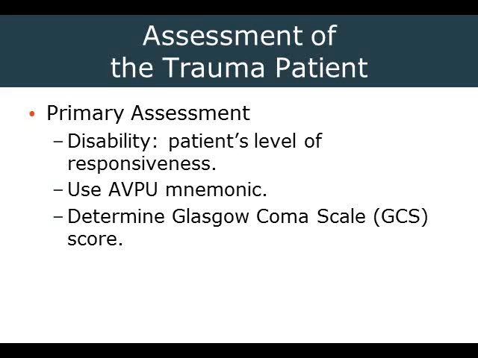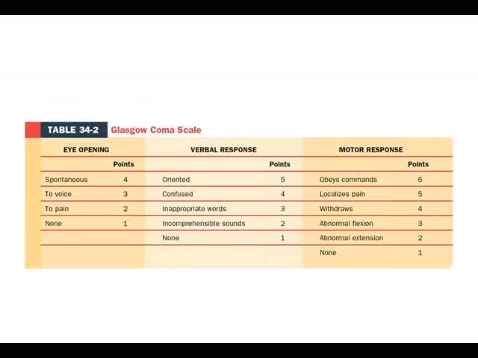Disability: assess their level of unresponsiveness, AVPU, and then we can use the GCS to help clarify this a little more. We can find out more about their orientation through using the GCS. So remember GCS, you can get no worse than 3, no better than 15. Your eye opening is simply AVPU, 4, 3, 2, 1: alert, verbal, painful, unresponsive.